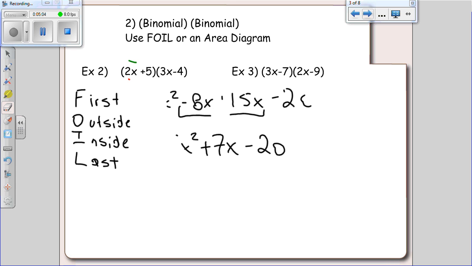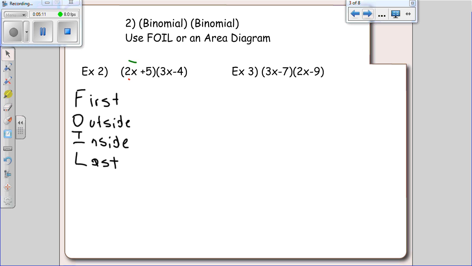Do the second one. See if you can do it yourself. In your head. In front of the class. No, I'm kidding. Write it on paper. Do the second one. I'll write the answer on the board.